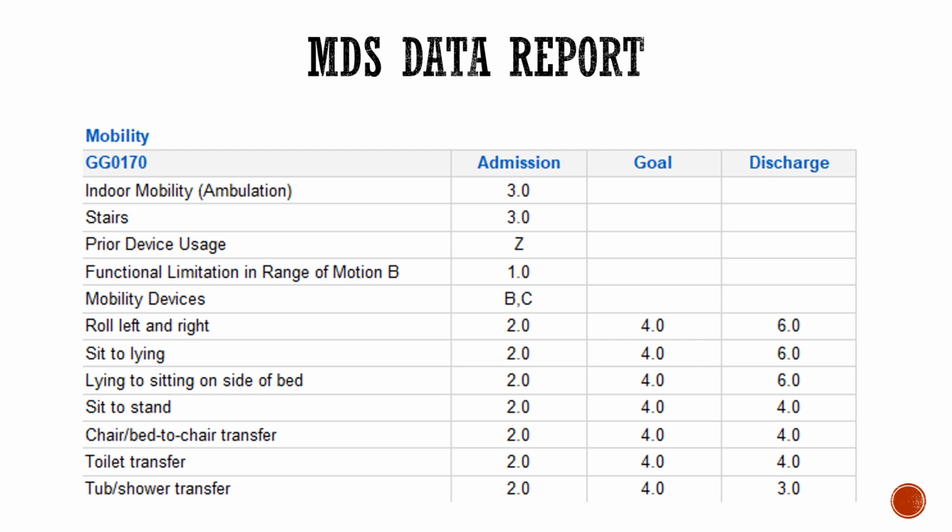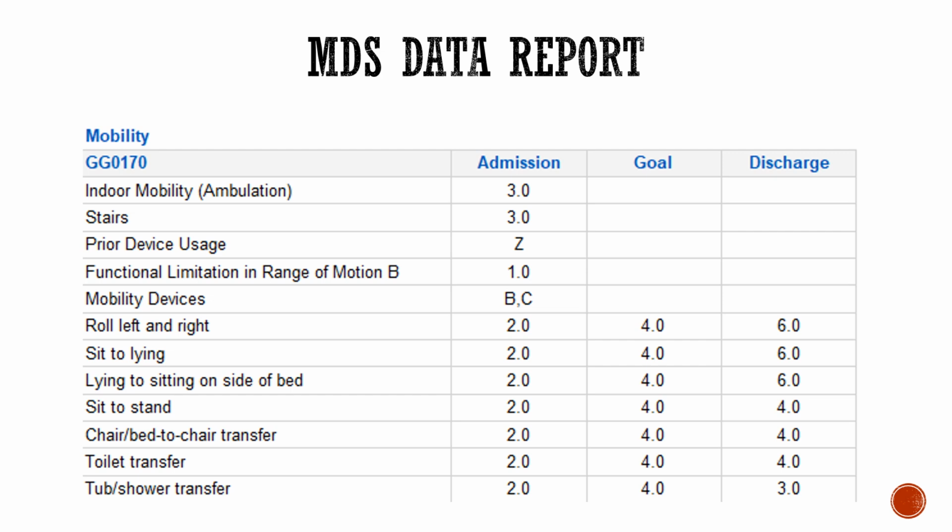This is the MDS data report that the therapist or the therapy program manager can run. It will contain information related to number of minutes spent treating, identify the diagnoses that were used, and then the GG performance for both mobility and self-care. So this is a snapshot of part of one of those reports. We can identify the admission performance, the goal that the therapist set, and then once discharge happens, we'll be able to fill in that discharge category.